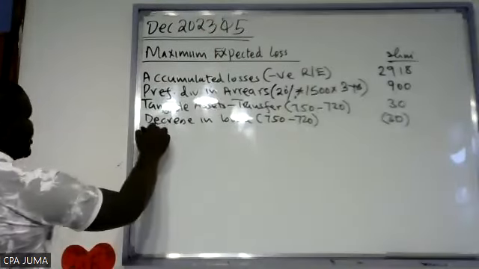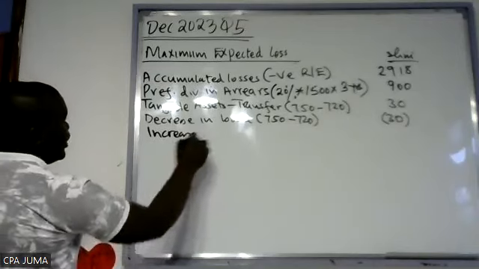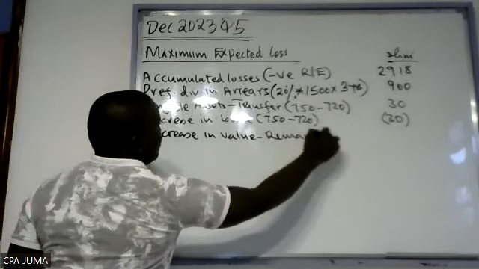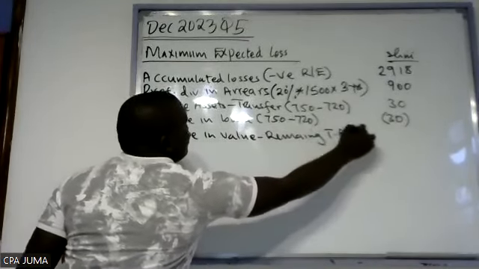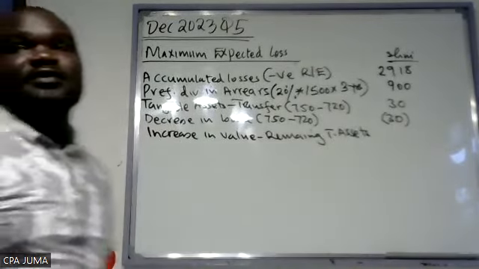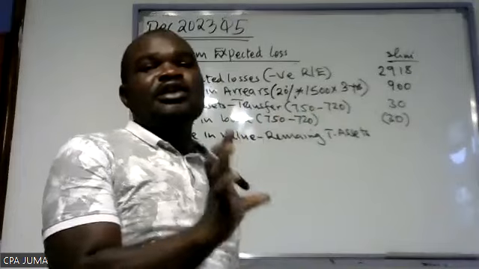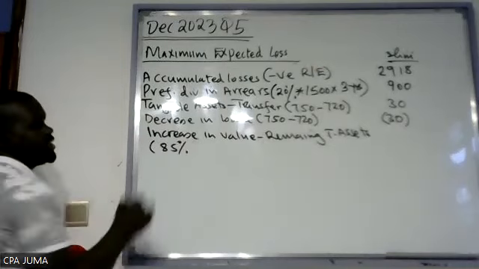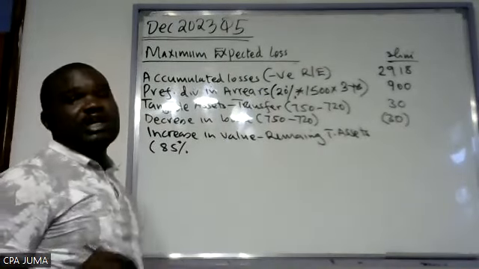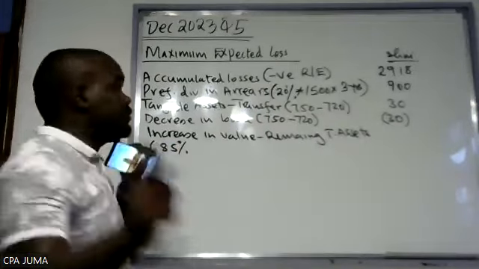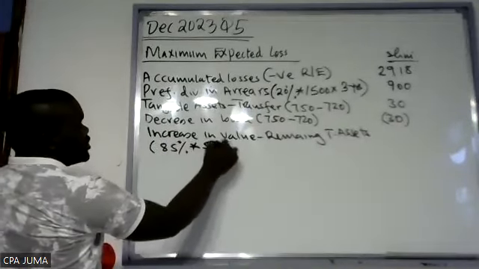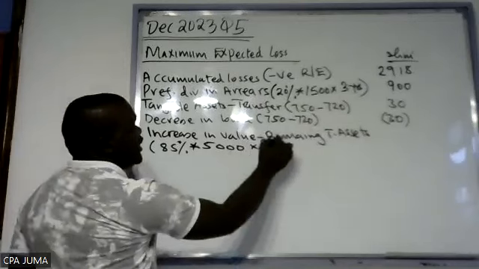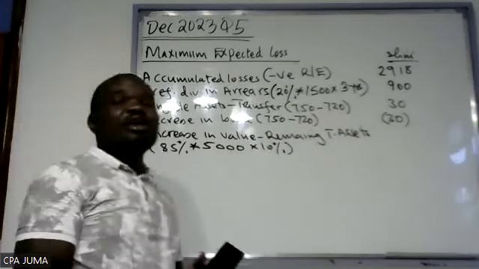So you can say increase in value, remaining tangible assets. So the remaining tangible assets increased in value by 10%. You see, when you say 110, the increase is just that 10. So for the remaining, first of all, we have to agree it is 85%, because 15% is what we transferred. So the remaining will be 85% of 5,000, because tangible was 5,000, times 10%. 10% is the increase.